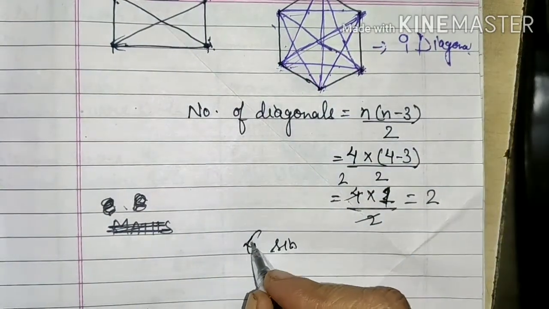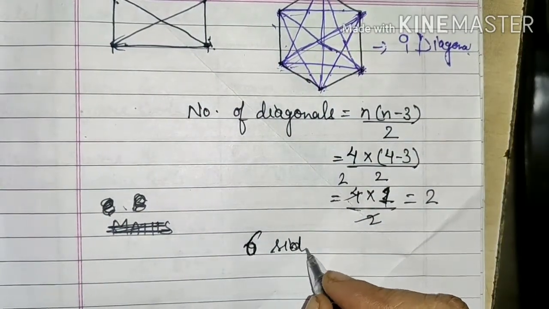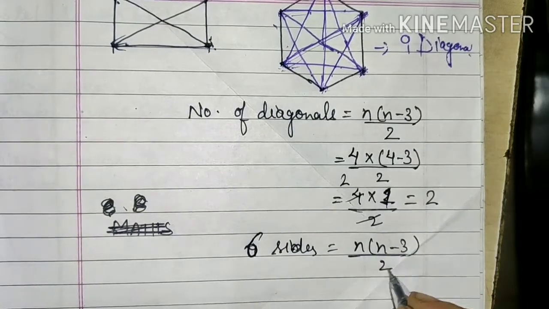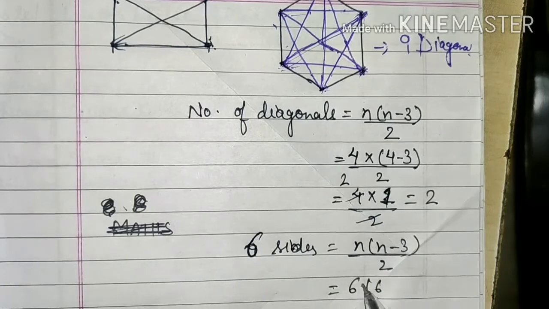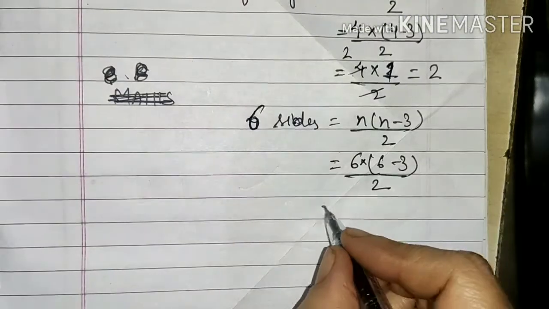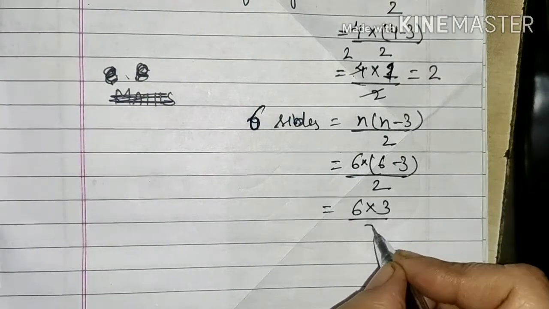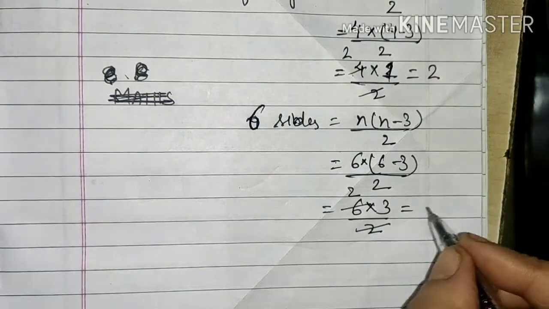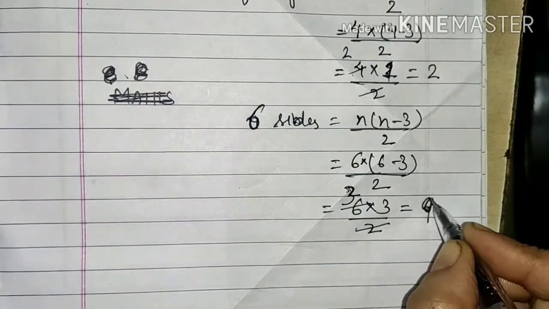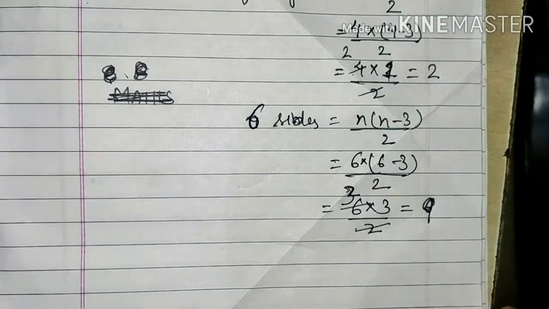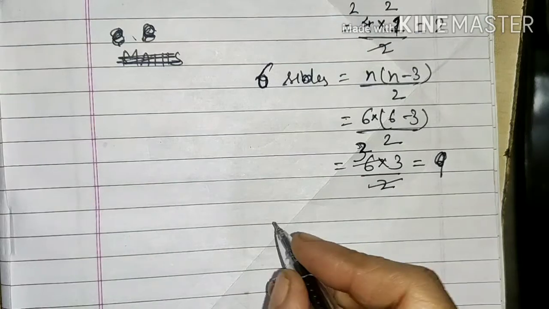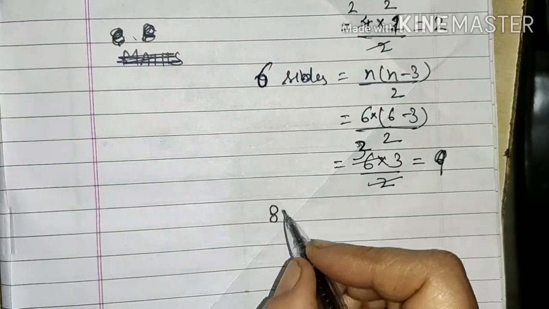If we are talking about 6 sides, I will take a hexagon, then diagonals are n into (n minus 3) upon 2. That means 6 into (6 minus 3) upon 2, which is equal to 6 into 3 upon 2. 2 3s are 6, 3 3s are 9. So the number of diagonals is 9. It is the easiest way to find the number of diagonals, because if we have more sides, it becomes complicated.